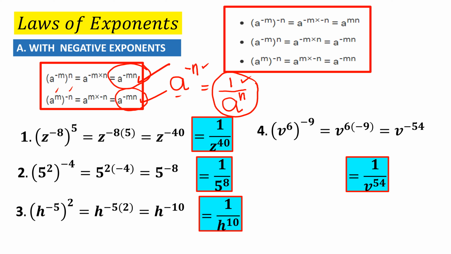So let us try number 1. So that's it. c to the negative 8 times 5 will give you z to the negative 40.